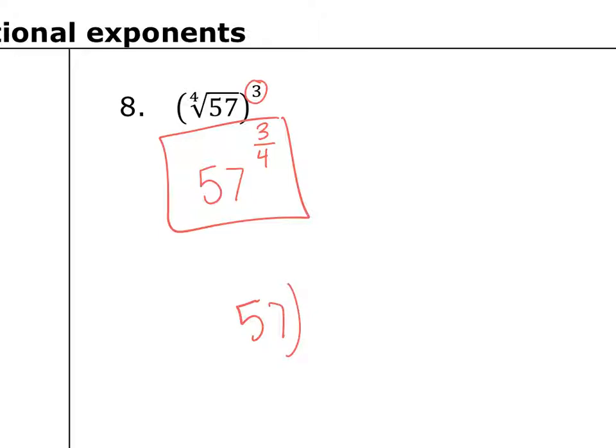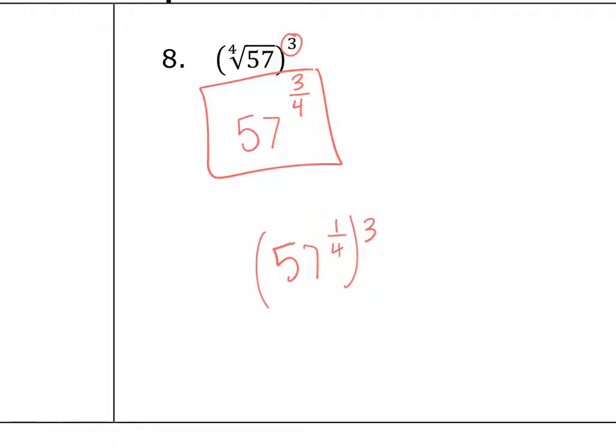It could also be rewritten like this. Hold on. Where 57 has a 1/4, and then there's a 3 out to the side. It does not matter, it's up to you.